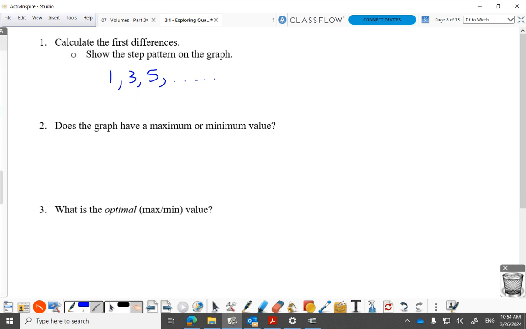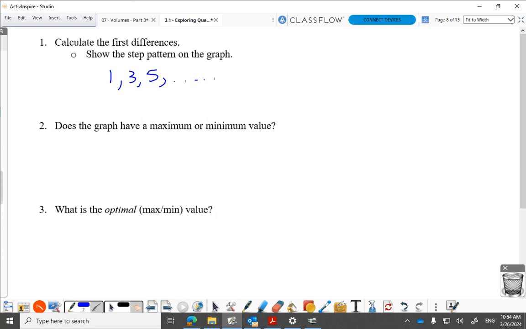Giant lie coming here. I'm going to tell you a lie. All parabolas follow the 1, 3, 5 pattern. I'll have to adjust that a little bit. We might have to double the 1, 3, 5 pattern or triple it, but we'll talk about that as we go along. For now, 1, 3, 5 is the basis of everything we're going to do.